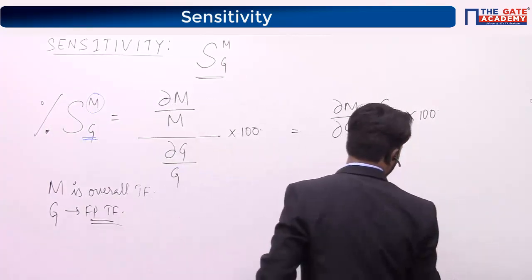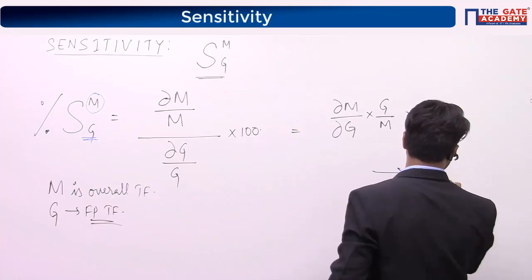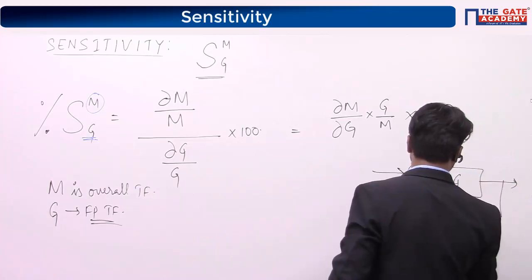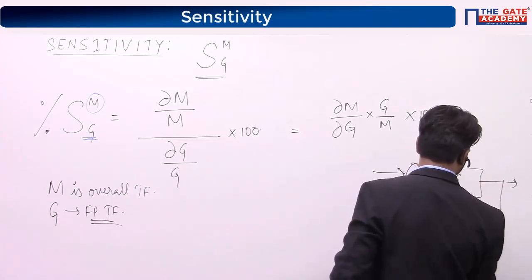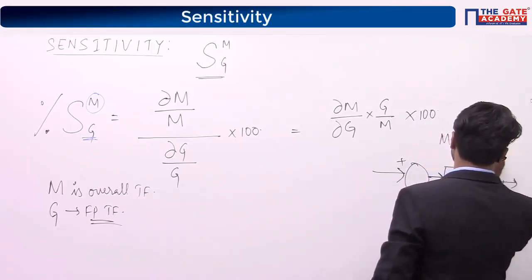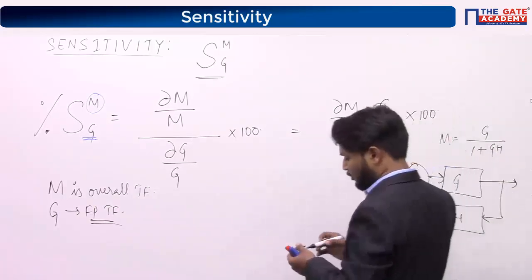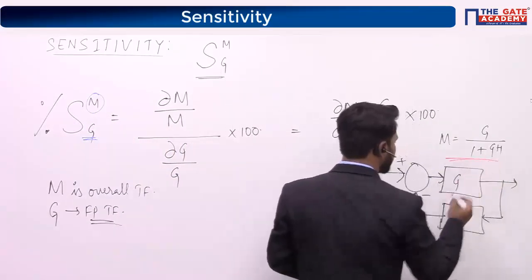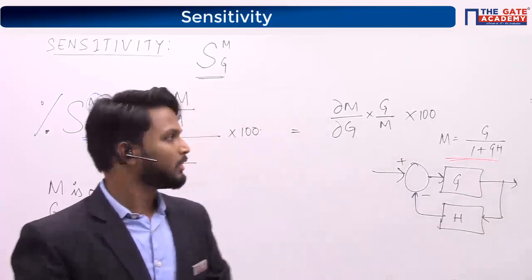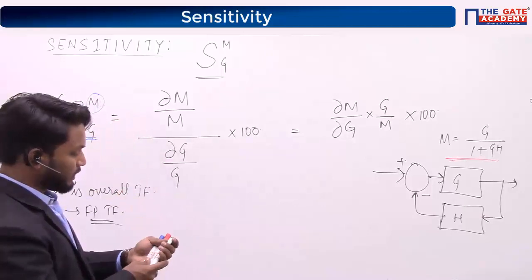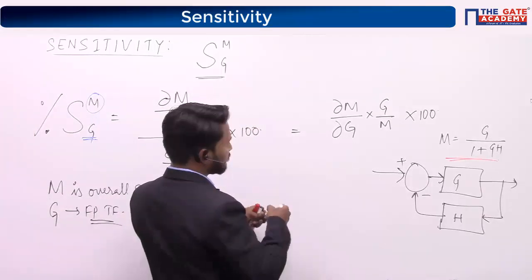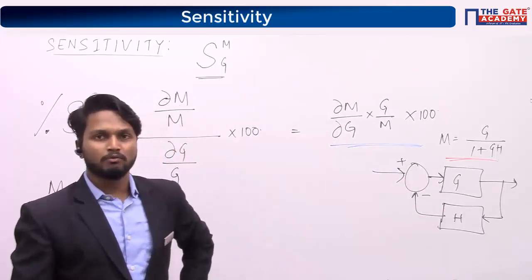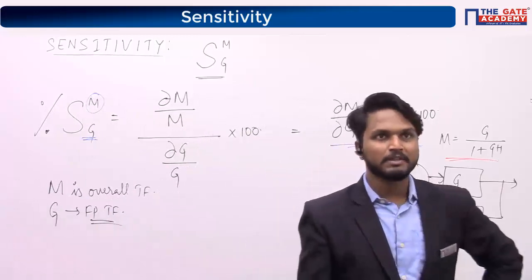So you have G in any general closed loop feedback system. G is the forward path transfer function and M is the overall transfer function. M is equal to G by 1 plus GH, that is G of S upon 1 plus G of S H of S. M is the overall gain. G is just the forward path transfer function. So sensitivity is defined as the partial derivative of M with respect to G multiplied by G by M multiplied by 100. So what does it physically infer?